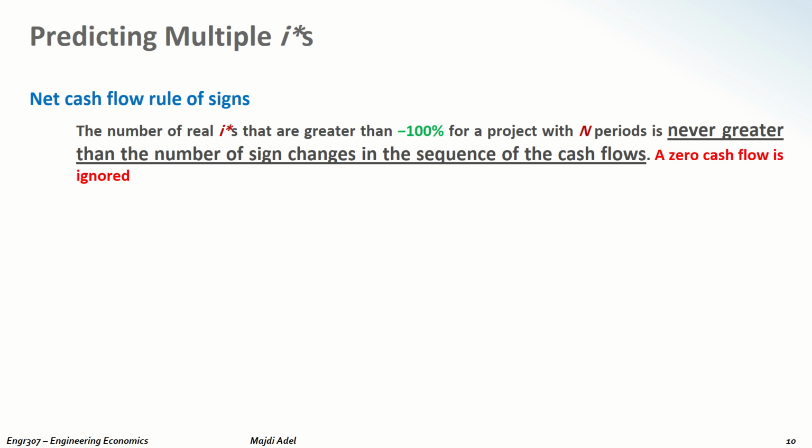If the project cash flow changes sign 3 times, then there is a maximum of 3 internal rates of return. This is the maximum, but I may have 2 rates of return, I may have 1, I may have no rate of return. But the maximum is 3.